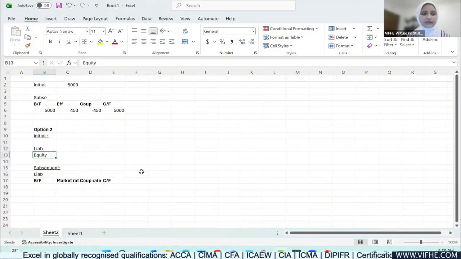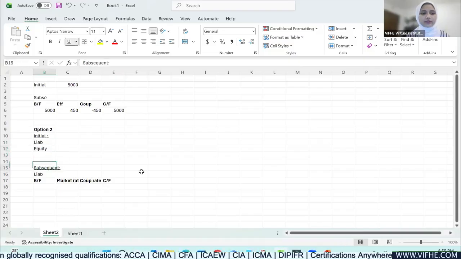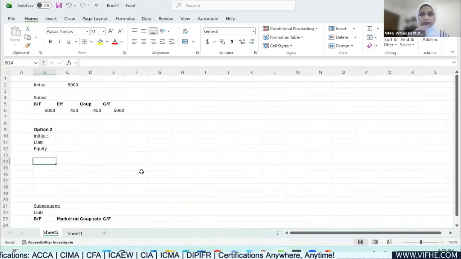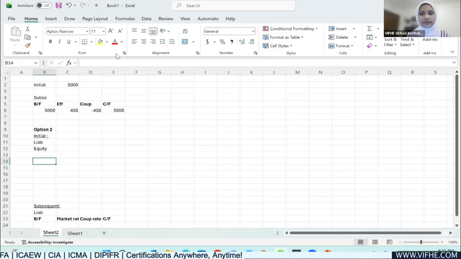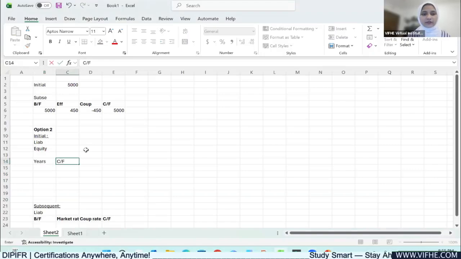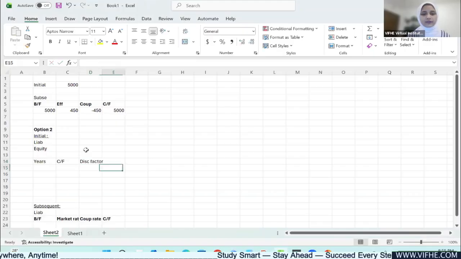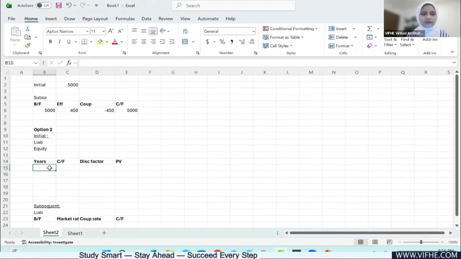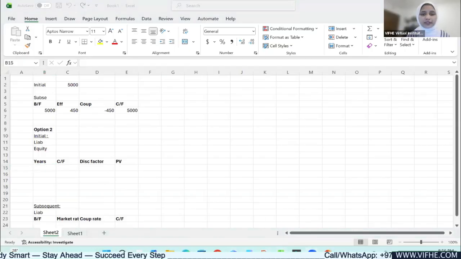First, I will do the liability, then I will do the equity. All the cash flows you will bring to present value. Now, you will have the years, you will have the cash flows, you will have the discount rate or the discount factor, and then you will bring it to present value. So this is my working sheet. You will have Excel provided. So you will do the workings here. Now, for how many years was this going to be there?